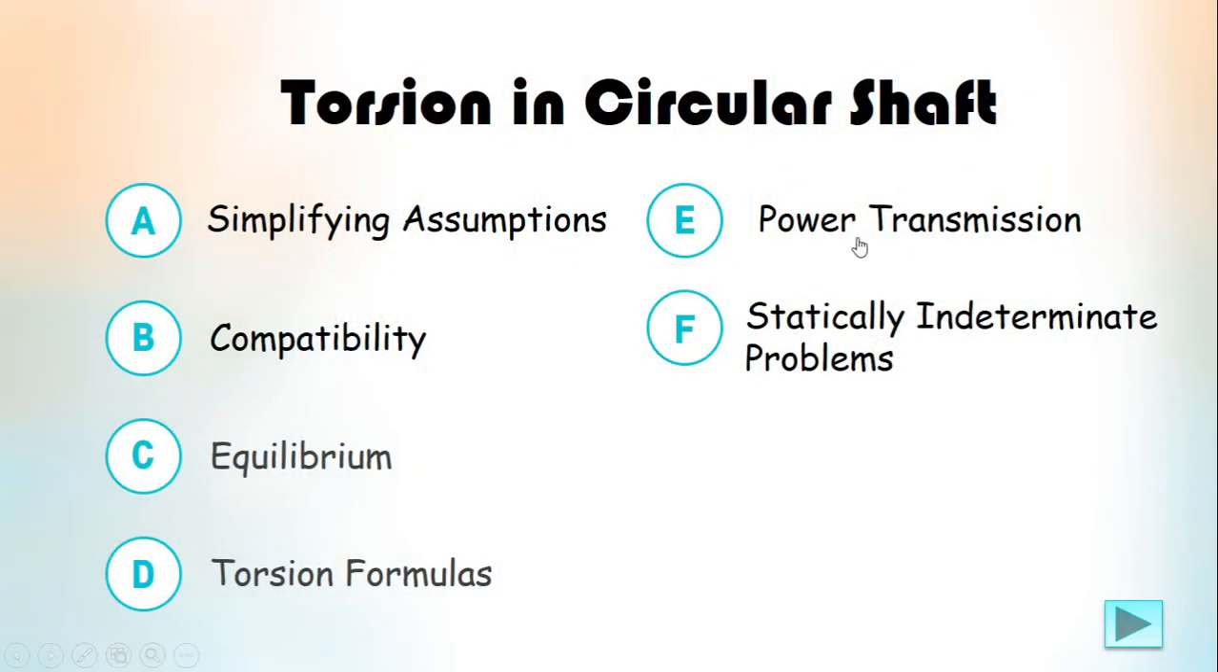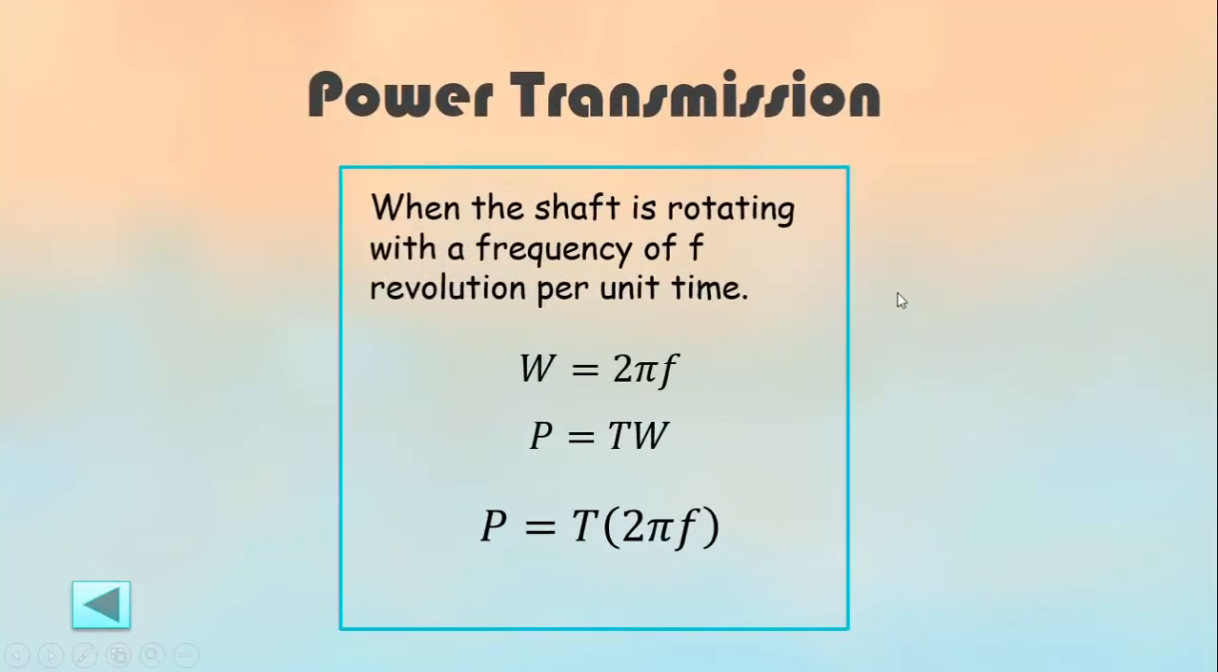Now on power transmission, when the shaft is rotating with a frequency of f revolutions per unit time, we are going to replace omega with 2 pi multiplied by frequency. Then we have this formula where power of rotation of a circular rod is equal to the applied torque times the frequency of rotation.